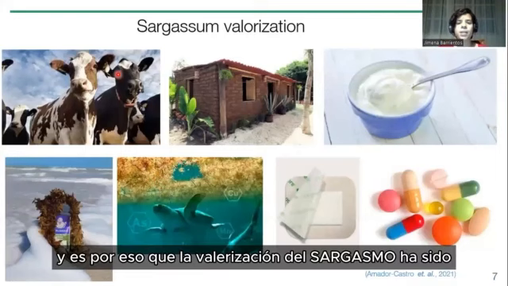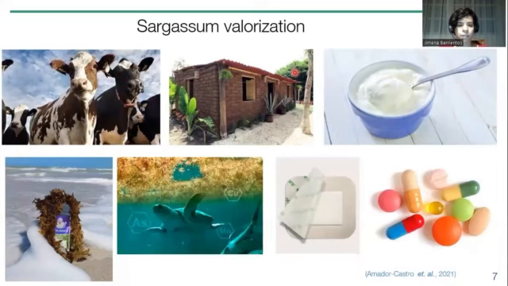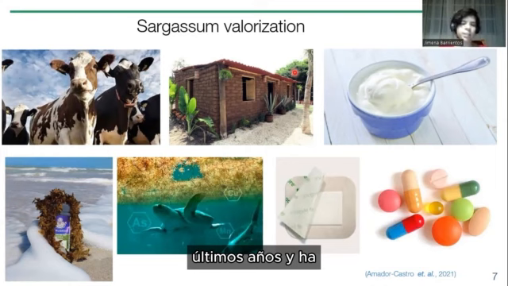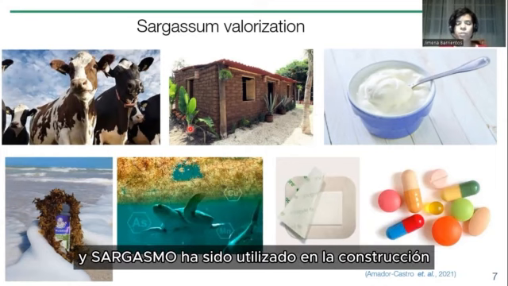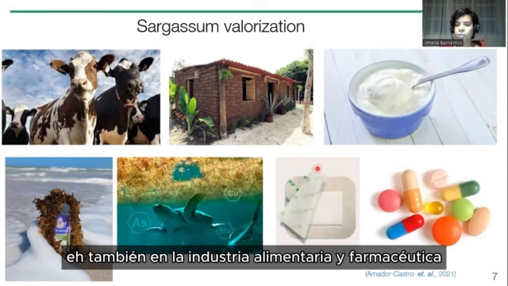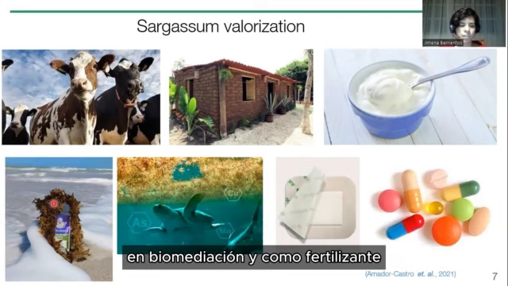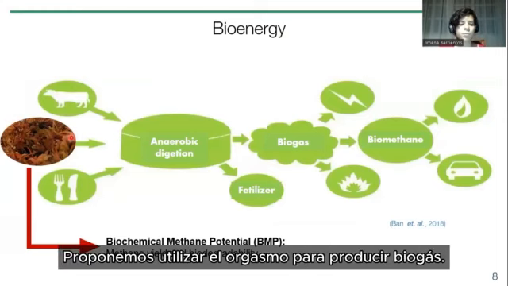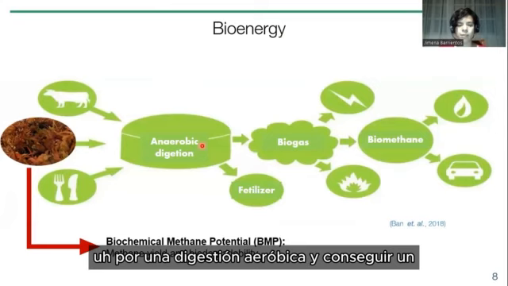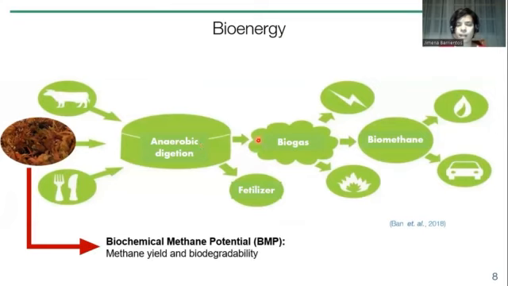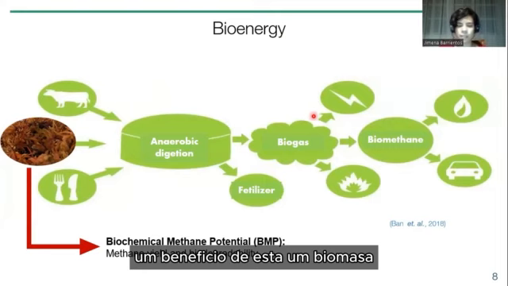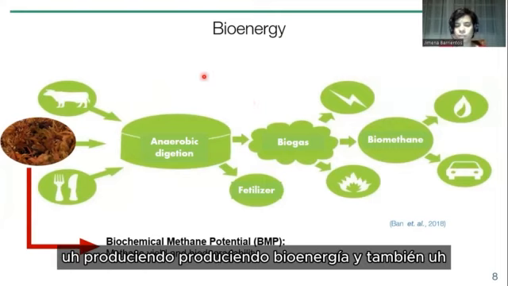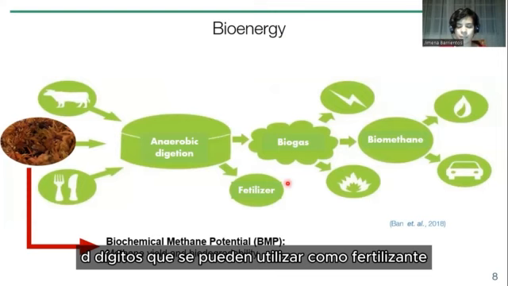That's why the valorization of sargassum has been attempted in the past years, and sargassum has been used in construction, in the food and pharmaceutical industry, in bioremediation, and as a fertilizer. In this project, we propose to use sargassum to produce biogas by anaerobic digestion and get a benefit from this biomass, producing bioenergy and also a digestate that can be used as fertilizer.